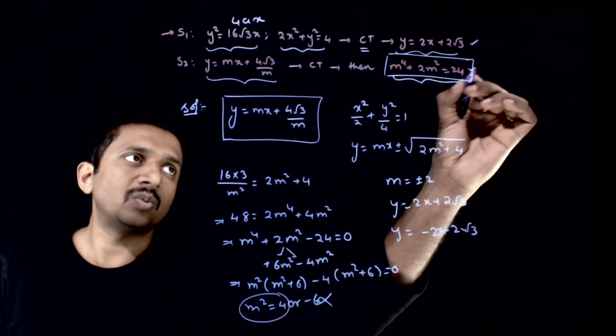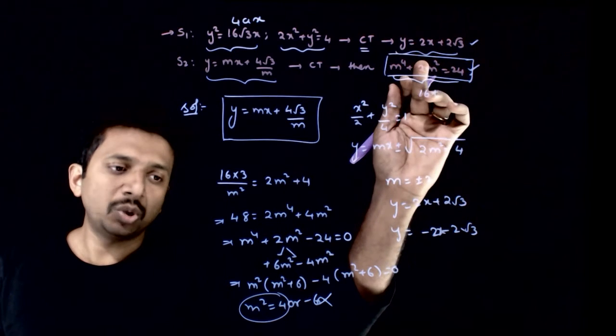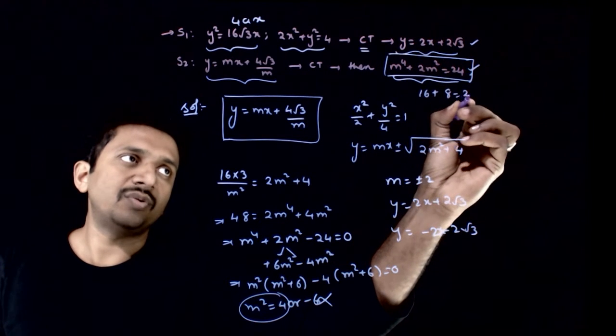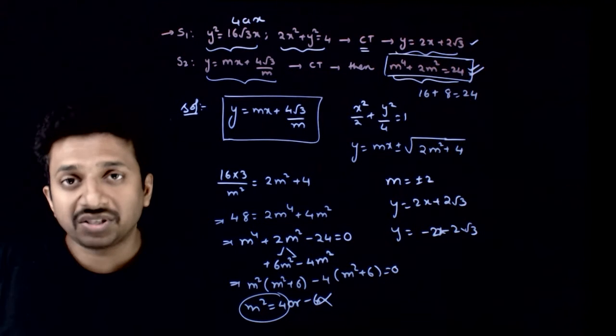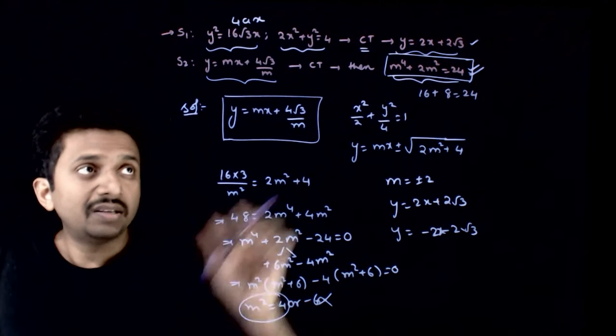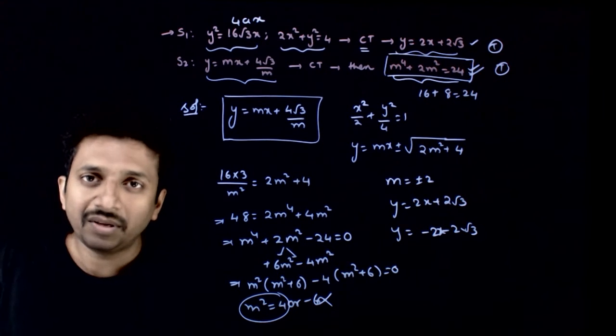And if this is a common tangent, then according to my solution, m square has to be equal to 4. So let us see if this is valid. If m square is equal to 4, m power 4 is 16, plus 2 times 4 is 8, is equal to 24. So this equation is getting satisfied. So this second statement is also true. Both the statements are true.